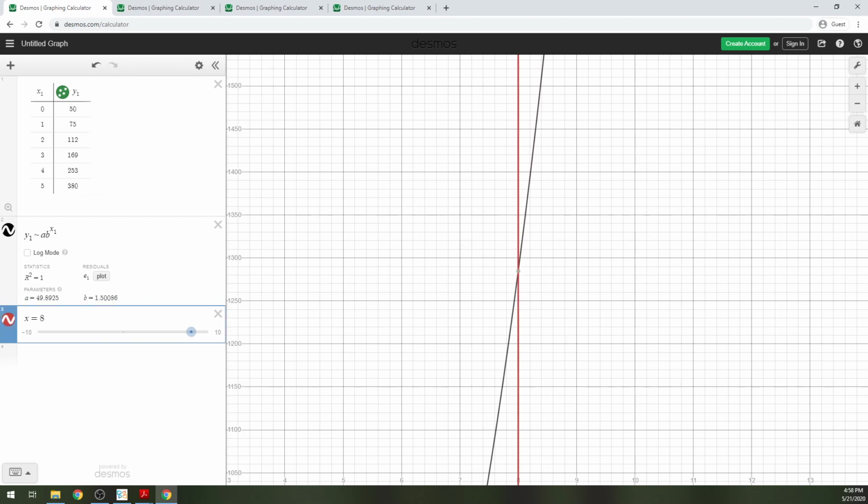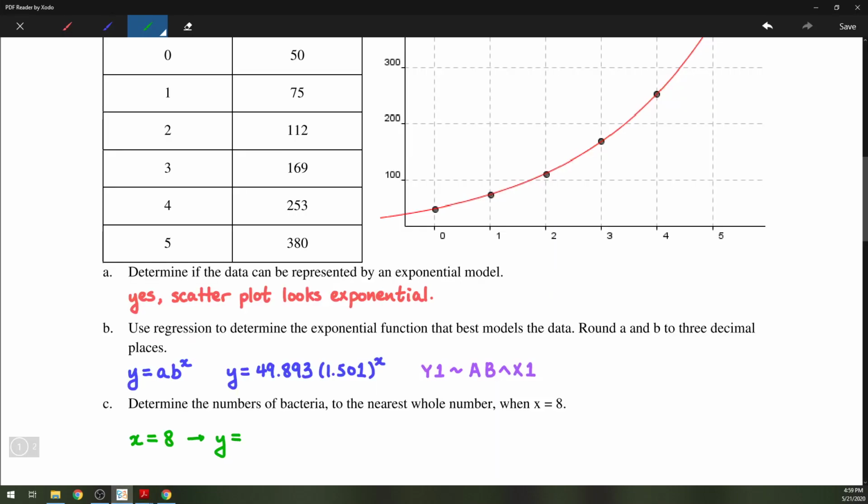And we do, it looks like it'll be 1,285 bacteria. Right, it's 1,284.57, but we'll round up to 1,285 bacteria. Okay, so one thing that you will notice already is that because the exponential function increases faster as time goes on, sometimes you're going to have to change the window in order to find the intersections that you're looking for.